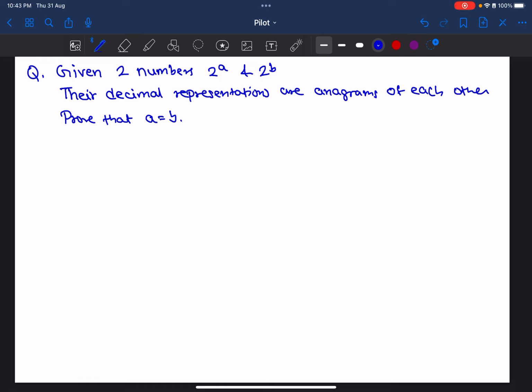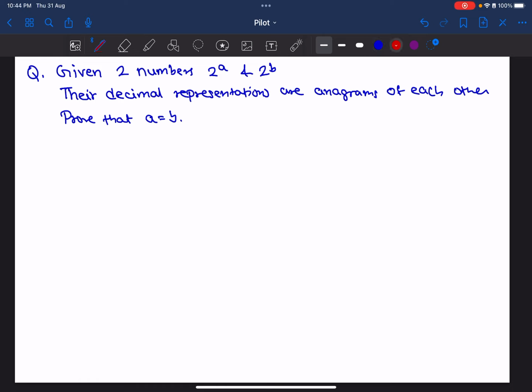I'm going to talk about a question which was asked in one of the quant firms. And here's the question. Given two numbers, 2^a and 2^b, and there's also a condition that the decimal representations are anagrams of each other, then we have to prove that a equals b. So let me break it down for you.